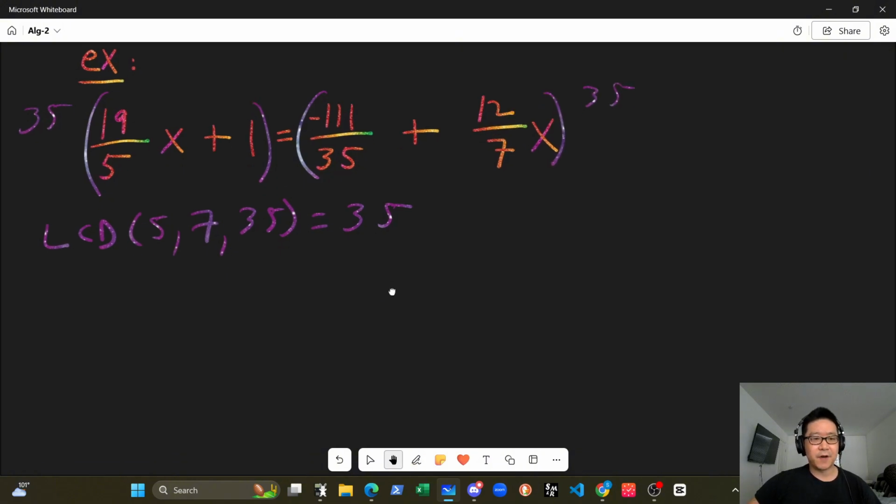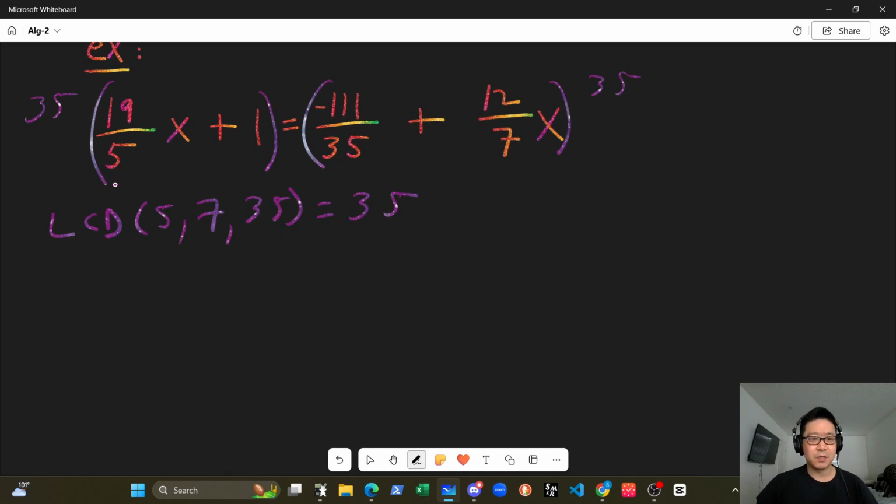On the left side, 5 goes into 35 7 times. So we have 19 times 7, which is 133. So we have 133x. 35 times 1 is 35 equals. And on the right, we have negative 111 over 35 times 35. The 35s cancel, so we're left with just negative 111 plus, and 7 goes into 35 5 times. 12 times 5 is 60, so we have 60x.